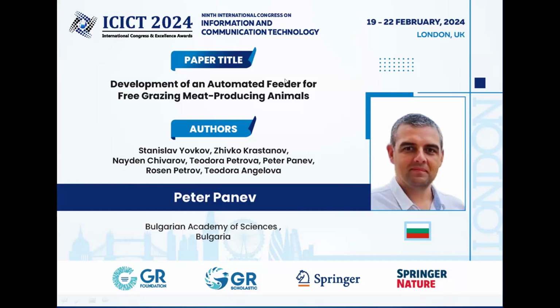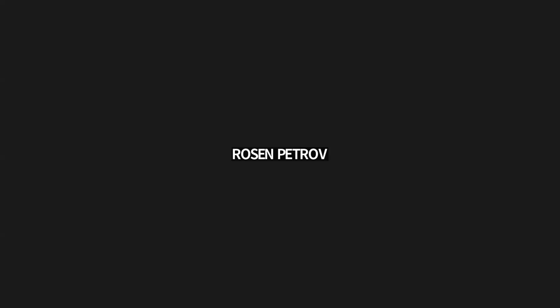I will present the paper called Development of Automated Feeder for Free Grazing Meat Producing Animals. So the automatic cattle feeder is a system that automatically provides feed to animals on farms. It is designed to facilitate and optimize the animal feeding.